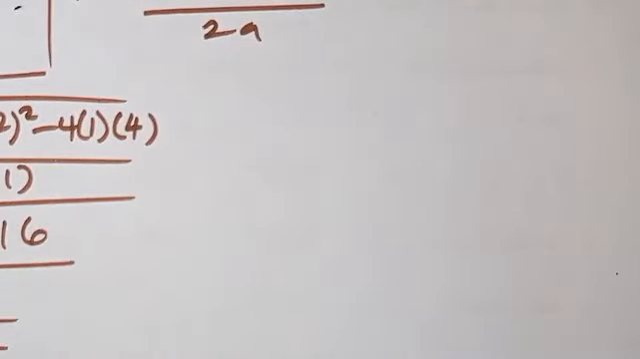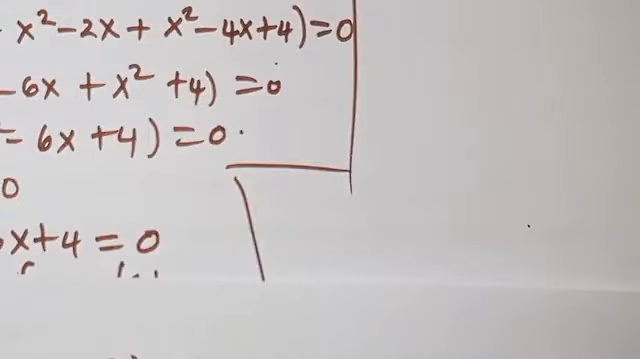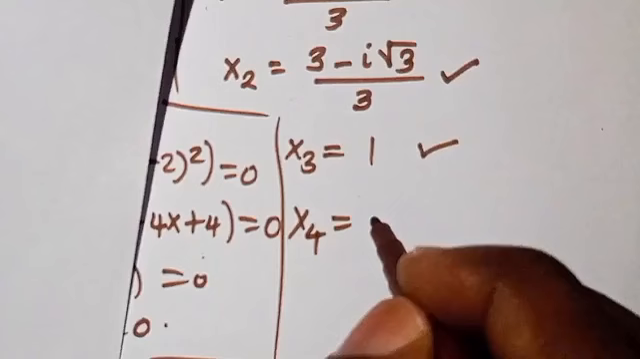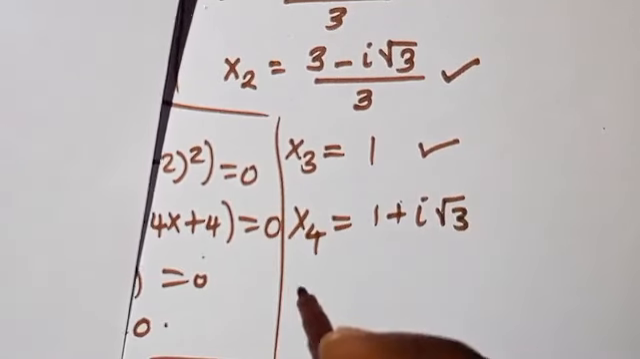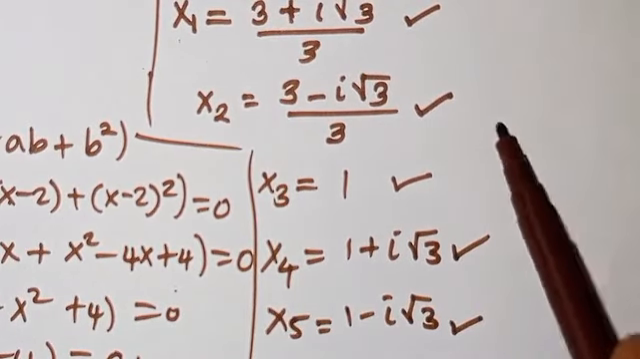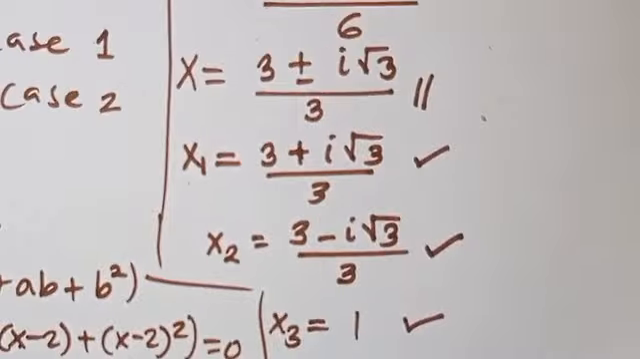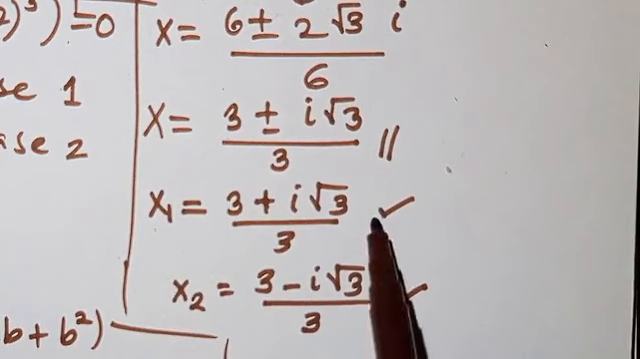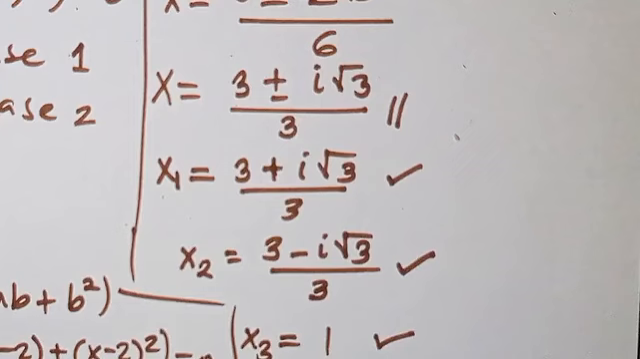So now let me go back and put this value back. So x4 is going to be 1 plus i root 3, then x5 is going to be 1 minus i root 3. So we have this. So we are having the possible solutions. These are the values: x1, x2, x3, x4, and x5. So we have 5 possible solutions there.